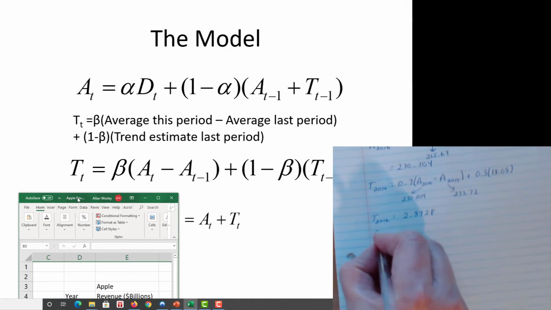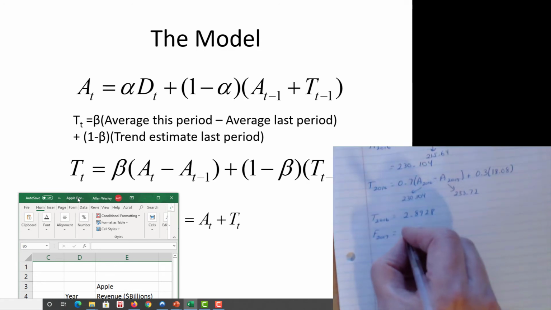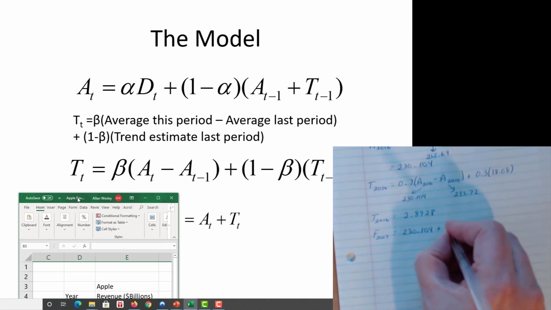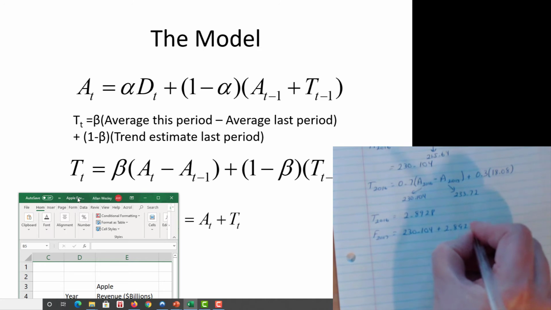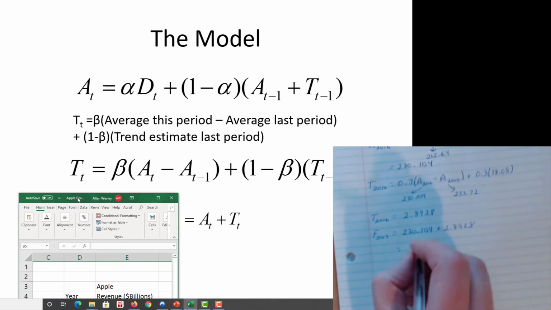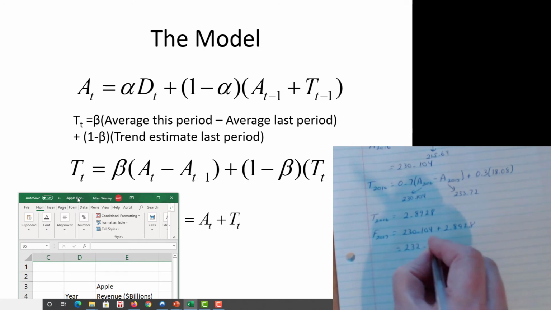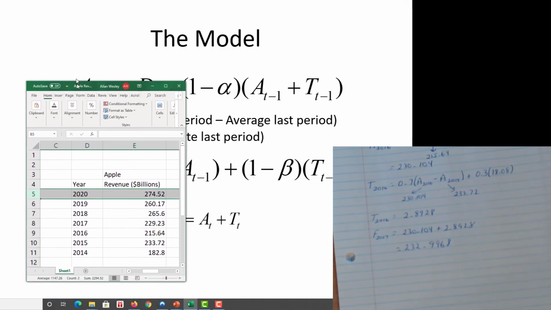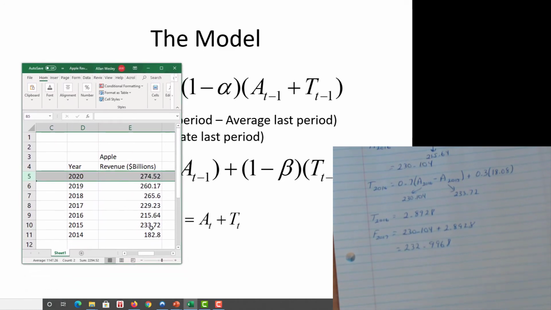So the forecast for 2017, we just add those two numbers up: 230.104 plus the trend of 2.8928, and our forecast for that year is 232.9968. What did we actually have for 2017? 229. Not too bad, right? Not too bad at all, actually.